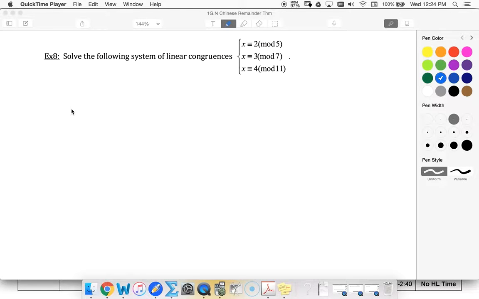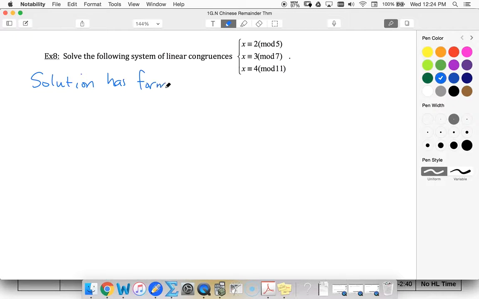All right, we've got a system of 3 linear congruences, and we're going to use our ideas from the Chinese remainder theorem to help us solve it. So we know that in the end, our solution will have the form x equal to some initial value mod 5 times 7 times 11. So that's going to be initial value mod 385.